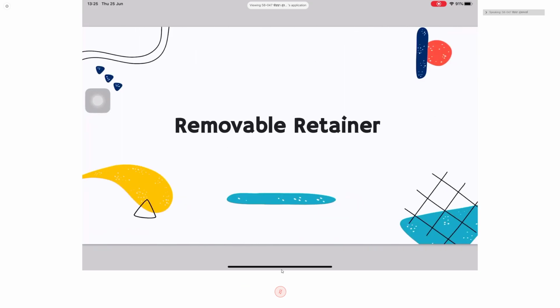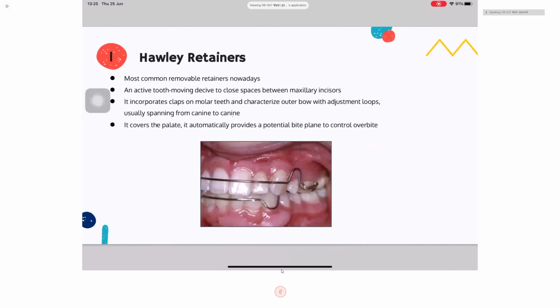And let's talk about types of retainer. We have removable retainers and fixed retainers. The first one is the Hawley retainer. It's the most common removable retainer nowadays. It has two clasps on the molars and one labial bow spanning from canine to canine. Covering the palate, it automatically provides a potential bite plane to control overbite.